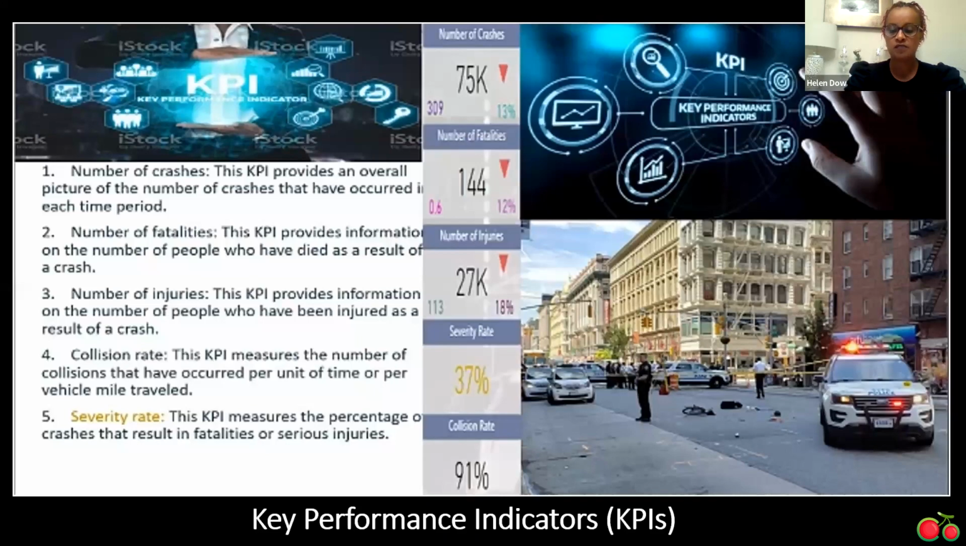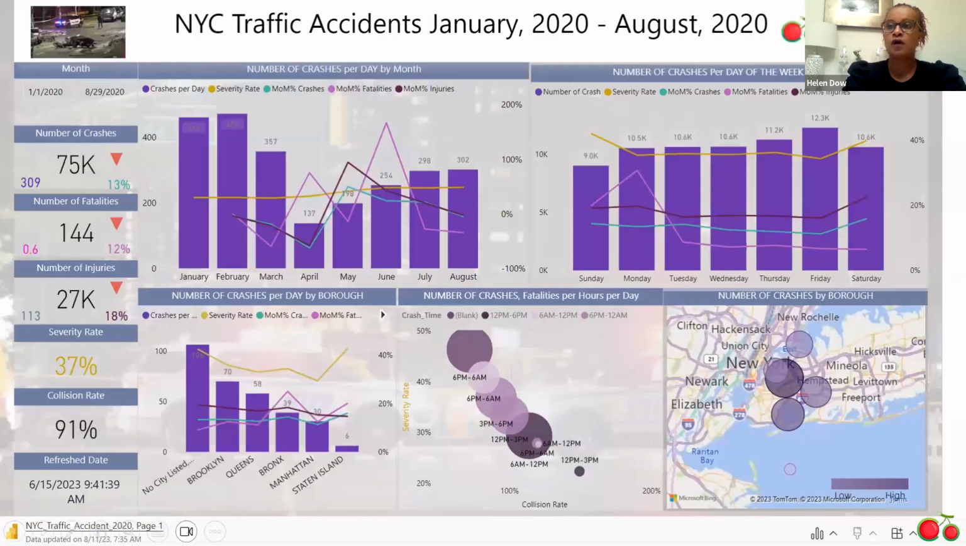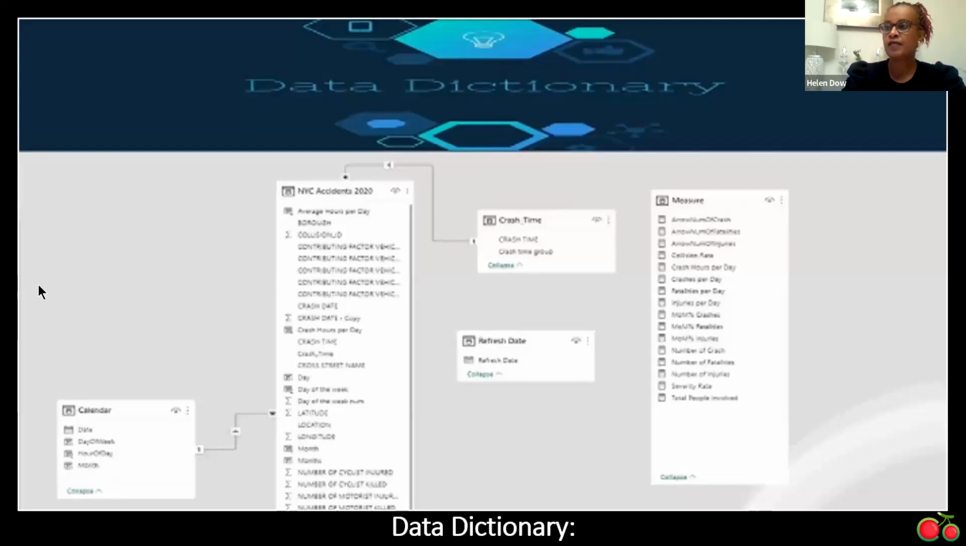This is my KPIs. For my main KPIs, I use number of crashes, number of fatalities, number of injuries, severity rate, and collision rate. For my sub-KPIs, I use crashes per day, fatalities per day, injuries per day, month-over-month crashes, month-over-month fatalities, and month-over-month injuries. This is my data dictionary. This is my table. And I also created a calendar table and a crash time table. This is my measure table and a refresh date table.